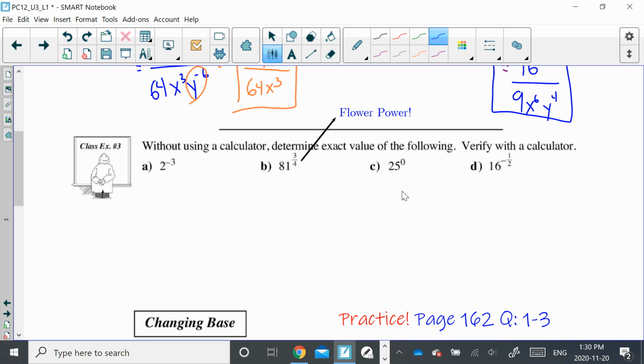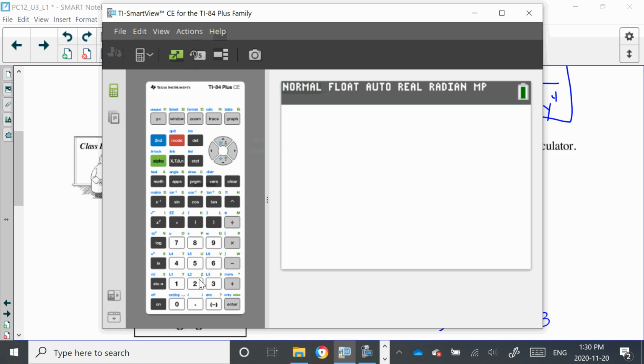Okay, let's do this one. Without using a calculator, determine the exact value of the following. Verify with a calculator. So 2 to the power of negative 3, I know is equivalent to 1 over 2 to the 3. I know that 2 to the power of 3 is 8, right? 2 times 2 times 2. So that answer would be 1 over 8. We don't need to verify. If you wanted to verify how you would do that, we could enter negative exponents on our calculator, and then we could math one fraction it.